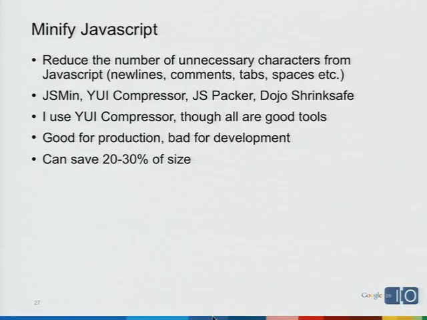Minifying JavaScript, as well as CSS, is just taking out unnecessary characters: new lines, comments, tabs, spaces. There's a bunch of tools for doing it. There's also tools for doing JavaScript compiling, where you actually use something like Rhino to evaluate the JavaScript and change some of the logic. But these are just minifiers. I use YUI Compressor. It's good because I can use it in my open source project. It's stable, and it's fast and does a good job for me.